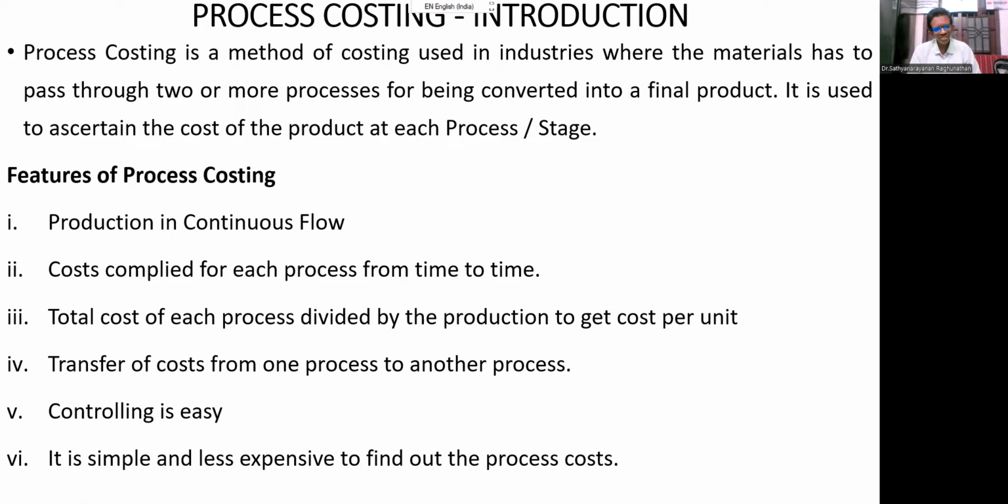So what are the features of process costing? The first one is production in continuous flow. From process A to process B to process C, and then to the final finished product, production will be in continuous flow. And then cost is compiled for each process from time to time.